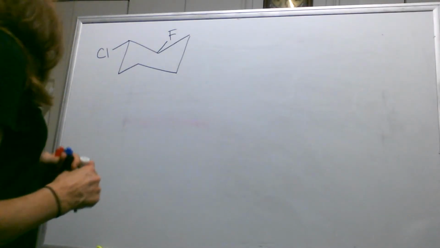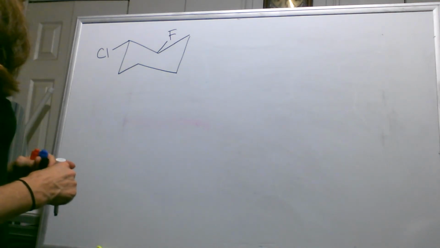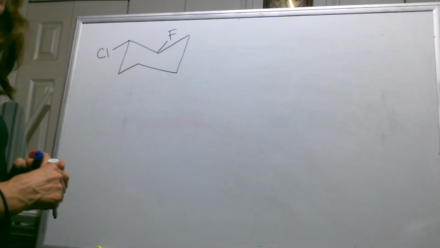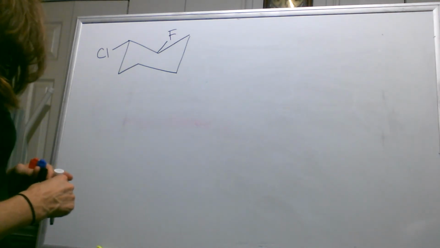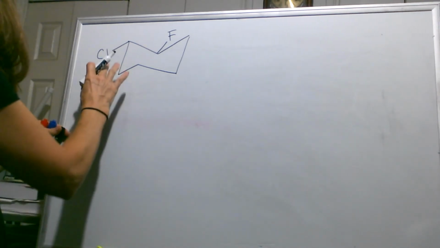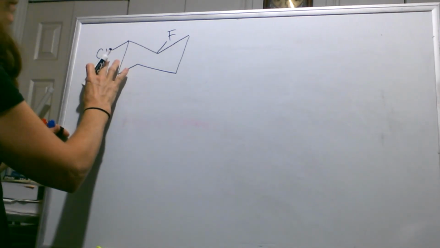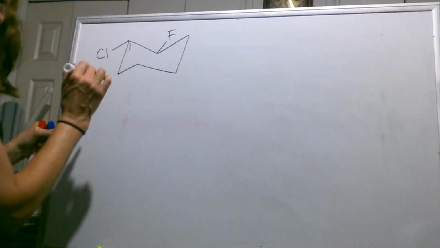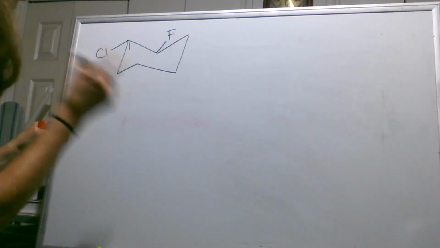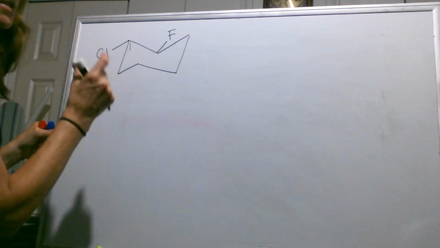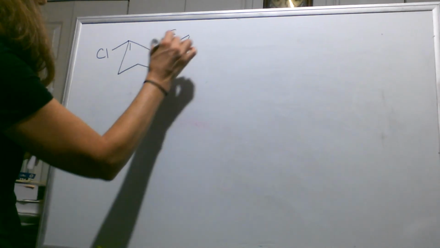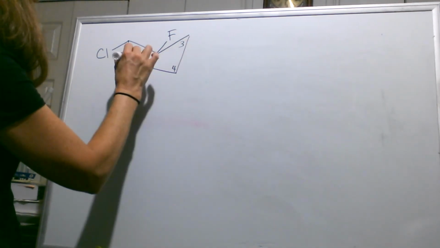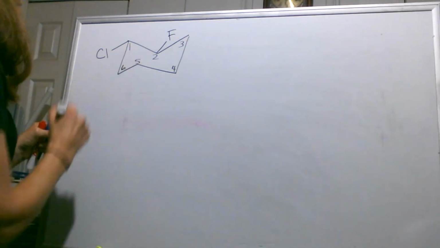Finally, we have made it to our last problem. So we're starting with this version of the chair. We need to number our carbons. So we have a chloro on one carbon. We have a fluoro on the other carbon. Alphabetically, chloro will be first in the name. And so that should be carbon 1, since 1 versus 2 doesn't really matter. So 1, 2, 3, 4, 5, 6.